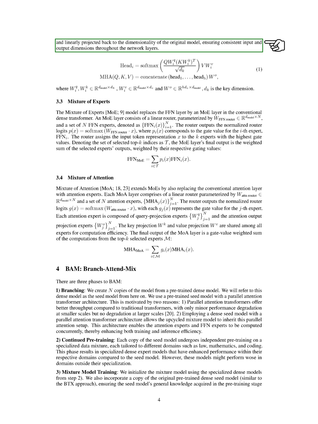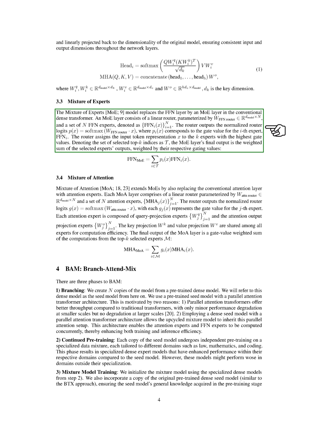Moving on to the mixture of experts, we replace the FFN layer in a conventional dense transformer with an MoE layer. This layer includes a linear router and several FFN experts. The router generates normalized logits that determine which experts to activate based on their gate values. The final output of the MoE layer is a weighted sum of the outputs from the selected experts.